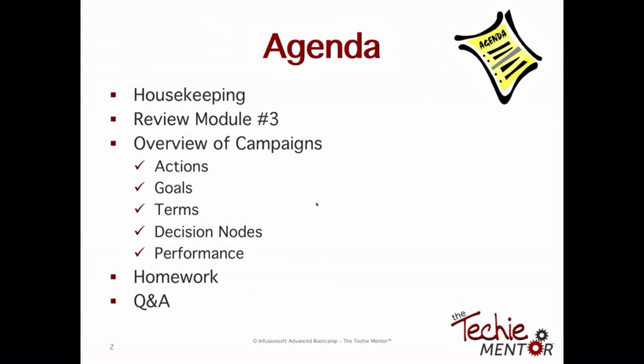All right, so our agenda today, we'll take a quick moment and do some quick housekeeping. We'll review Module 3. And today's, we did campaigns in the beginning class, but really going to do more of a deep dive today. So we're going to talk about actions, goals, terms, what are called decision nodes, and then overall performance of a campaign. So you can see where somebody is, what type of performance you're getting, how many signups you're getting, and that type of stuff.